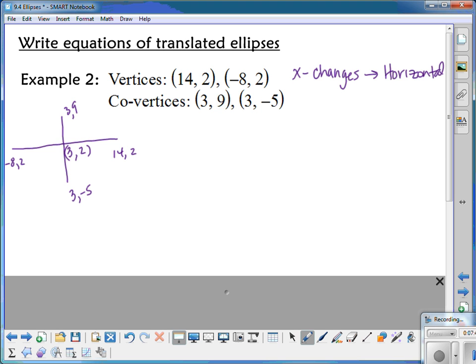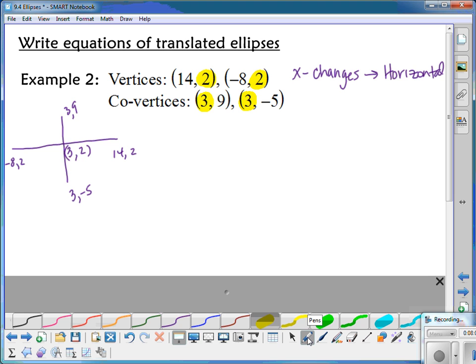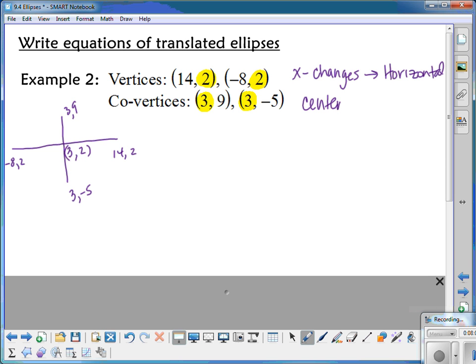So basically what ends up happening is, see how the 2 never changed? That's the y coordinate for my center. And in the co-vertices, the 3 never changed. That's my x coordinate for my center. But if you don't remember that, you can always find the midpoint, and that will also give it to you. So my center is going to be at (3, 2).